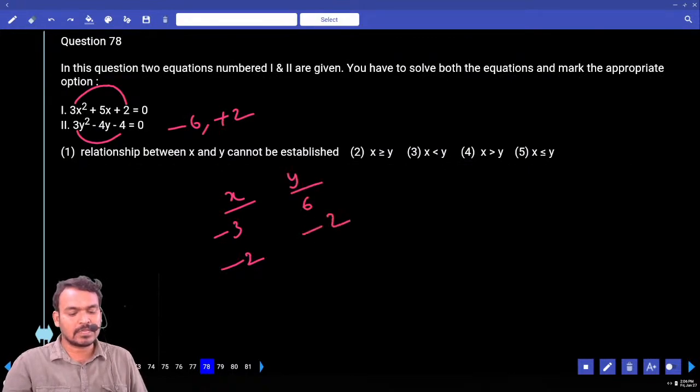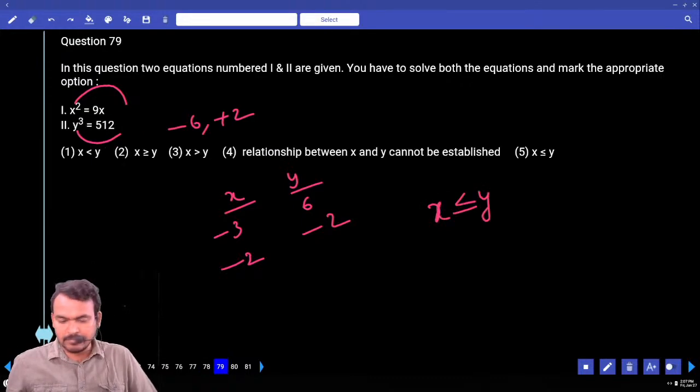−3 compared to 6: less than. −3 compared to −2: less than. −2 compared to 6: less than. −2 and −2: equal. What is the answer? x is less than or equal to y.